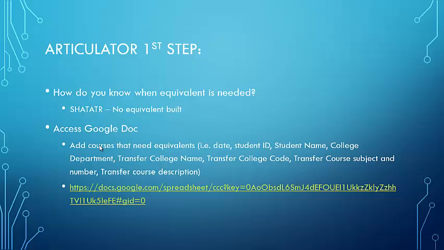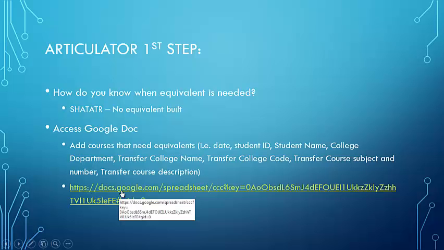When I add it, I'm going to put the date that I put the course on the Google Doc. I'm going to put the student's ID, the student name, the college department, the transfer college name, the transfer college code, the transfer course subject and number, and the transfer course description. Now you're probably wondering why we're putting the student ID and name, because that's not really needed when you're building equivalents. Well, it's so when you get this information back, the articulator will know, okay, I need to finish this student's articulation information.